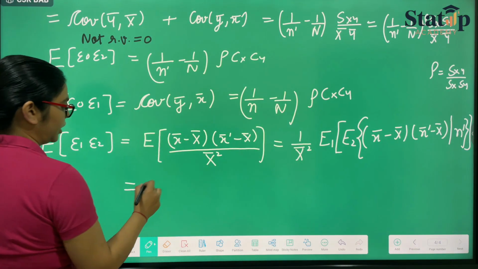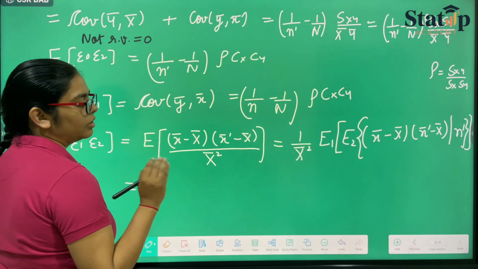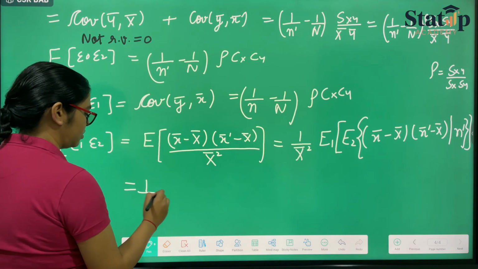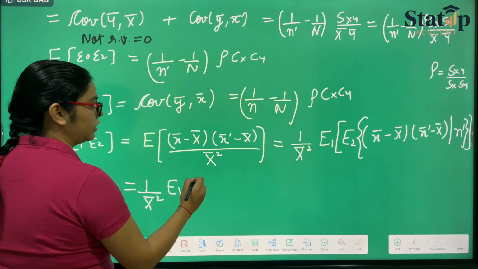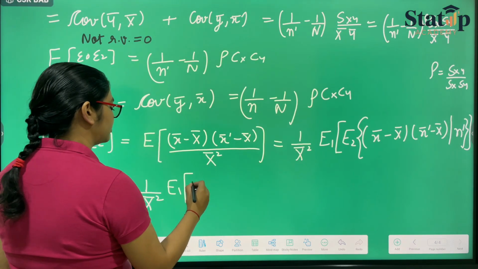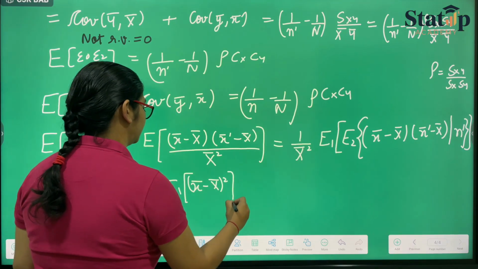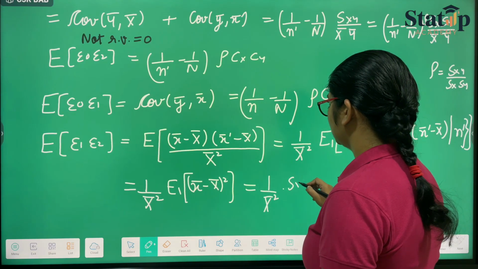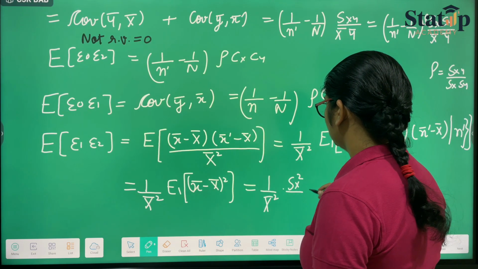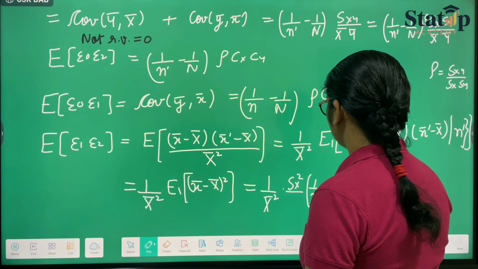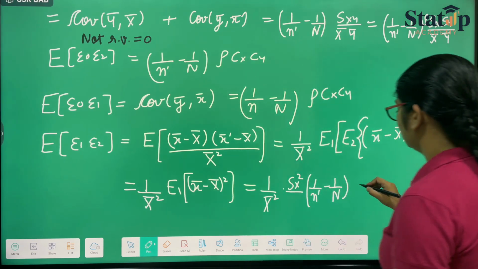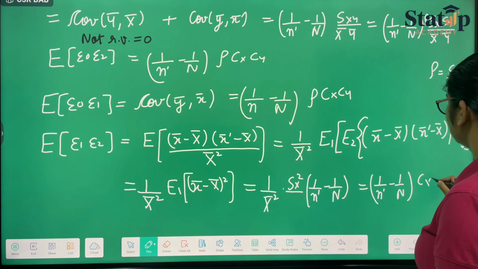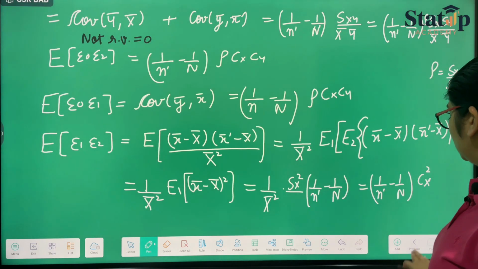Now, given n prime, this conditional will become like this: expectation 1 of x bar minus capital X bar whole square, which is nothing but 1 upon capital X bar square into Sx square upon, into 1 upon n prime minus 1 upon capital N, which is nothing but 1 upon n prime minus 1 upon capital N Cx square. So these are the derivations.